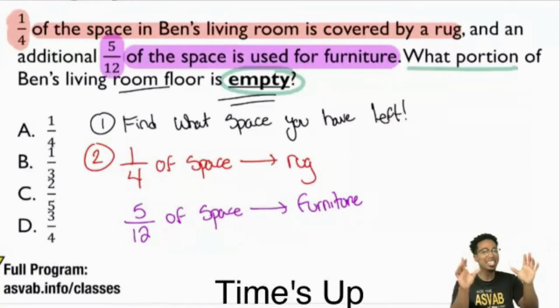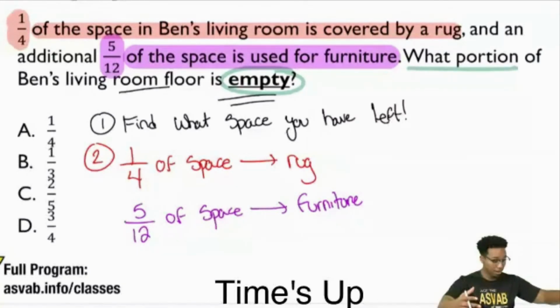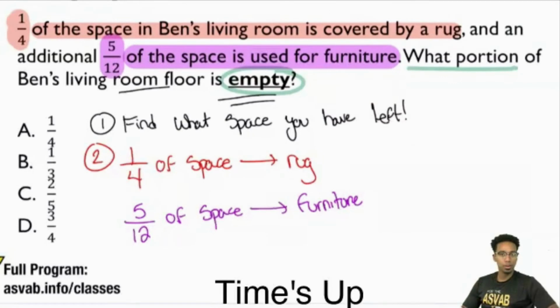Think about it in English. If we try to find out what's left, well, what do I have? How big is the room? Then take away the rug, take away the furniture, the space that you have left right here. That's what's not empty. So what I'm going to do here is think about it like this. What is this altogether? I want to find out how much space that is before I take it away. So let's go ahead and add these together here.